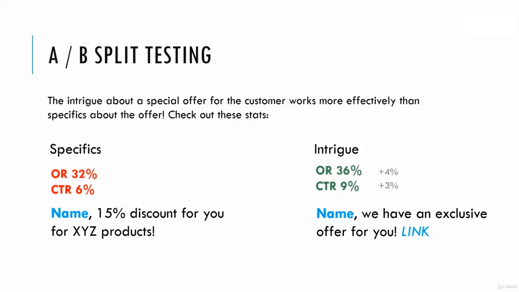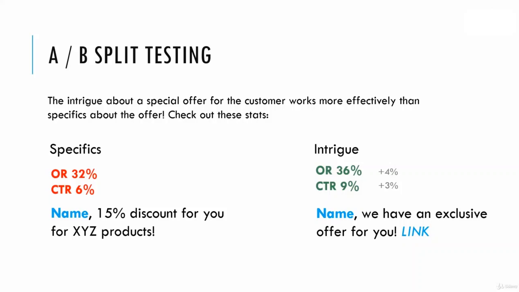So now I want to tell you about some stats from some of my past A/B split testing campaigns. For this specific one, I did a content split test, and in the pre-header, or the preview text you see before you even open your email, I put these two sentences. One, I inserted the user's name, 15% discounts for XYZ products. In the second content area, I inserted the merge tag for that user's first name, and then I followed it by, we have an exclusive offer for you, and included a link.